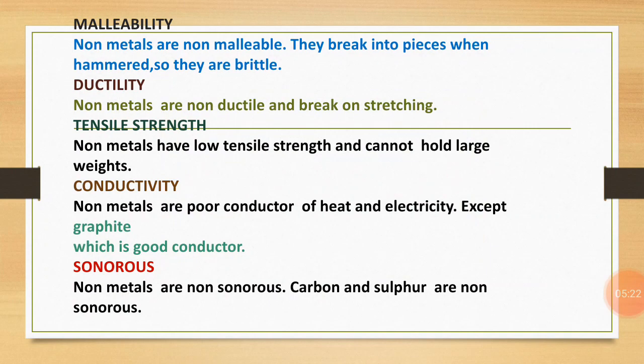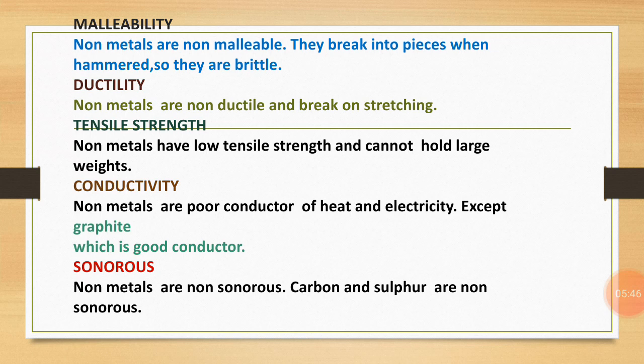Ductility. I have told you that in case of non-metals, the non-metals are non-ductile. As I have told you, metals are ductile. What is this property? The property by which metals can be drawn into wires is known as ductility.